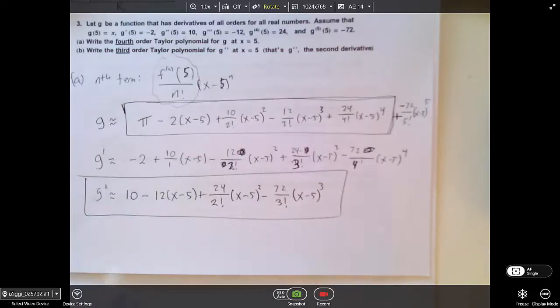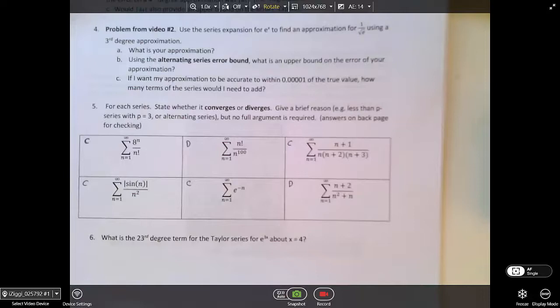Think, what information do I already have that would have been useful? And the answer is, oh, if I've got g, that'll help me find g double prime more easily. Let's look at this number 5 real quick. Just intuitively, this one should converge, diverge, converge, converge, converge, diverge.